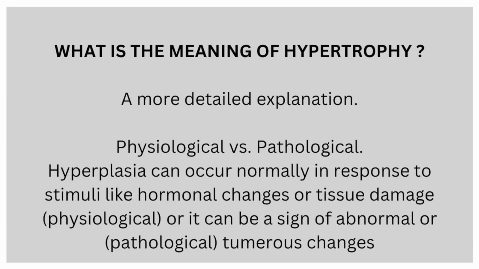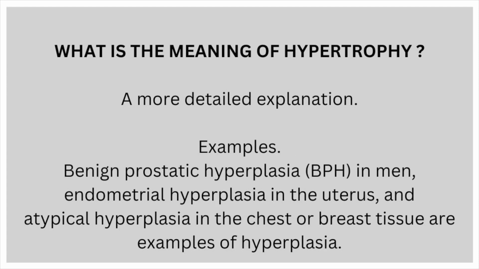Physiological or pathological. Hyperplasia can occur normally in response to stimuli like hormonal changes or tissue damage. This would be physiological. Or it can be a sign of abnormal or tumorous changes. That would be pathological. So here's a few examples. Benign prostatic hyperplasia, BPH, in men. Endometrial hyperplasia in the uterus. And atypical hyperplasia in the chest or breast tissue are examples of hyperplasia. There's quite a few, isn't there?